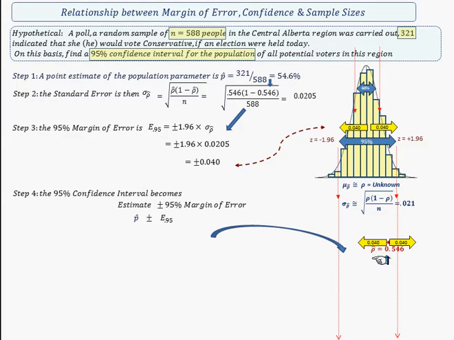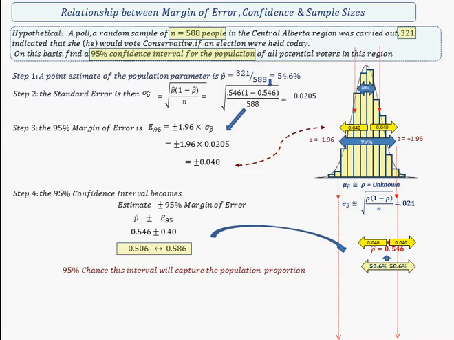The p hat 54.6 plus or minus your margin of error gives rise to a confidence interval between 50.6% and 58.6%. When we give you 95% confidence, this interval will capture the population proportion.